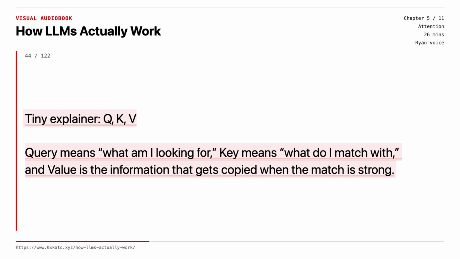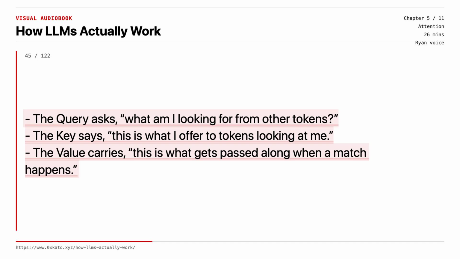Tiny explainer, Q, K, V. Query means, what am I looking for? Key means, what do I match with? And value is the information that gets copied when the match is strong. The query asks, what am I looking for from other tokens? The key says, this is what I offer to tokens looking at me. The value carries, this is what gets passed along when a match happens.